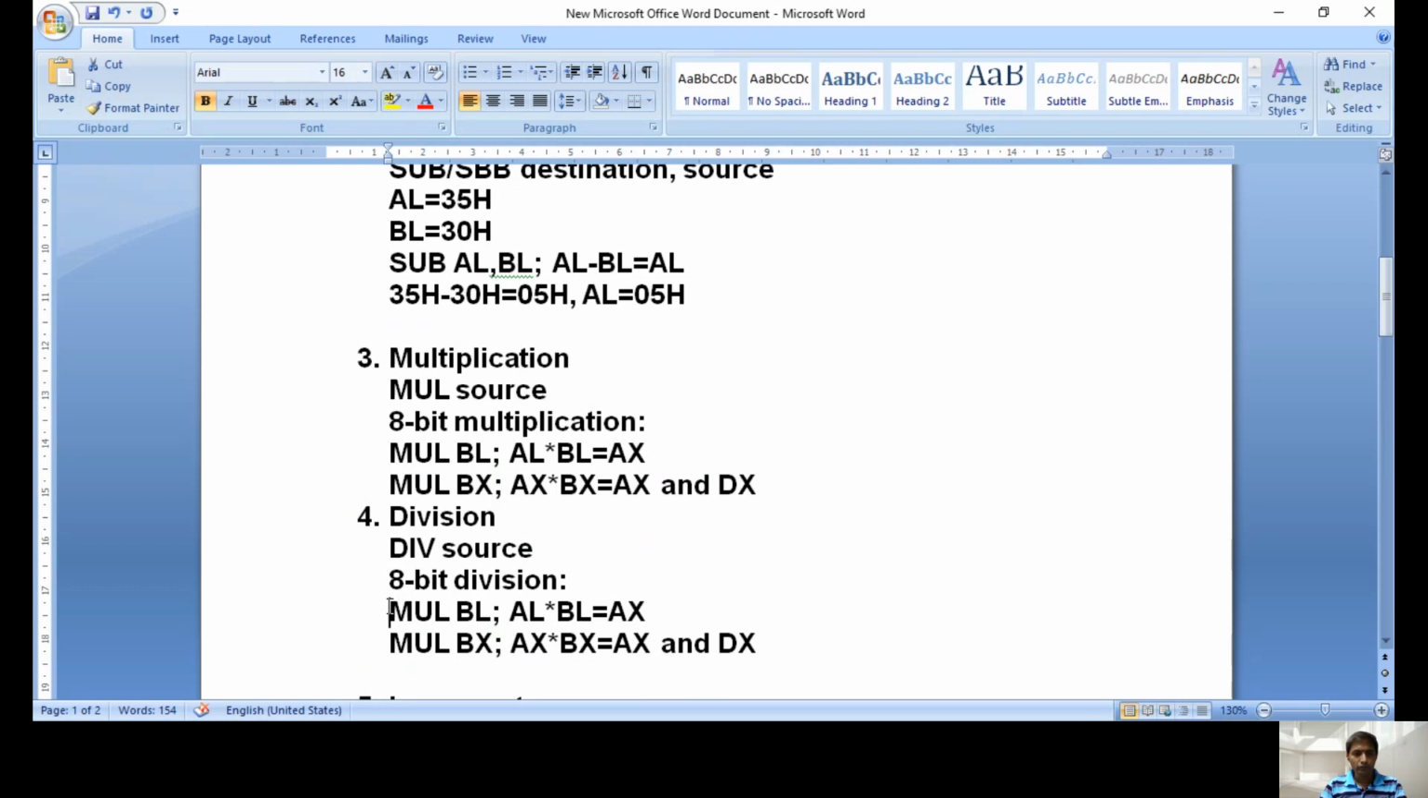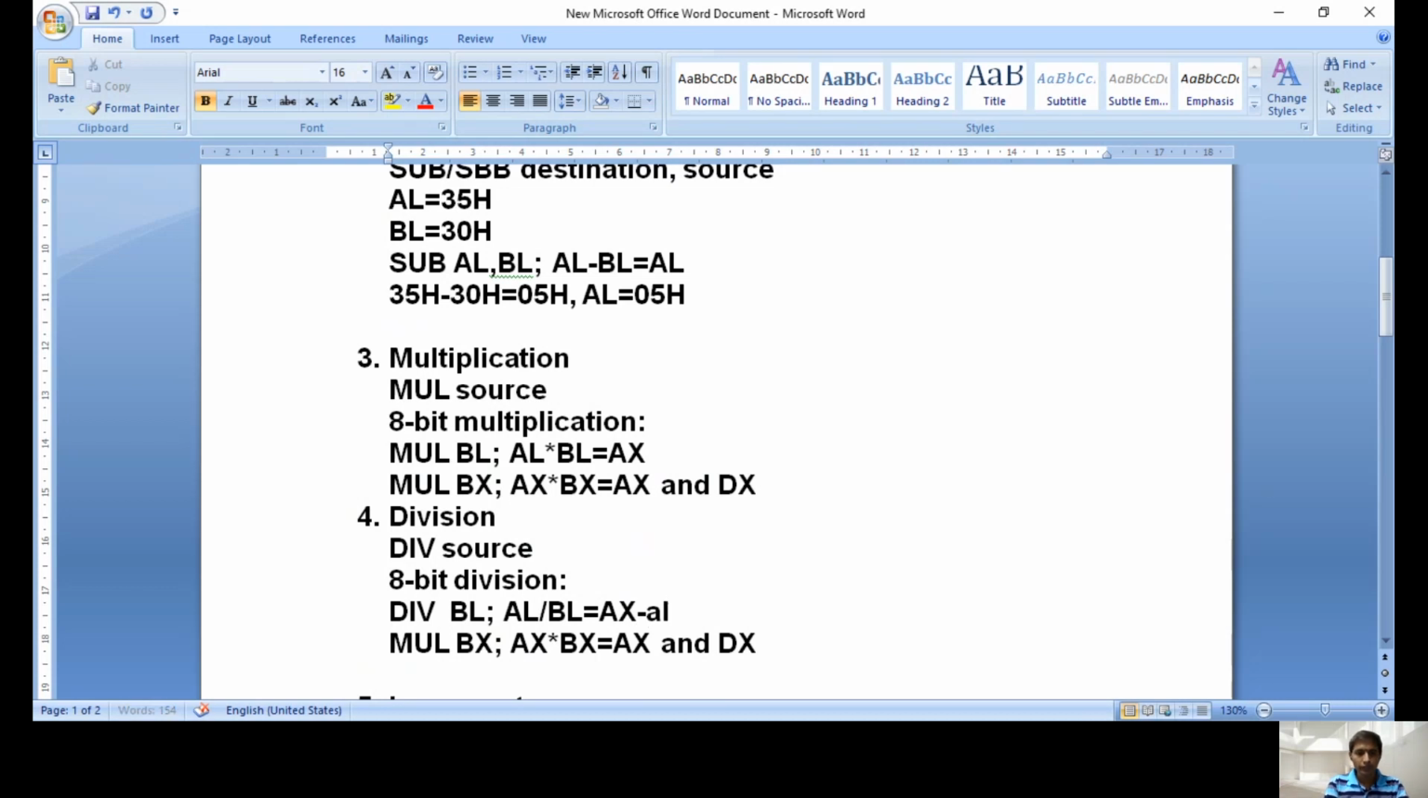Let us say 8-bit division. So syntax for 8-bit division is DIV BL. DIV BL is the syntax for division. So if I write DIV BL, what happens? AL is divided by BL and result is stored in AX. So now the content of AL is divided by BL and result is stored in AX.